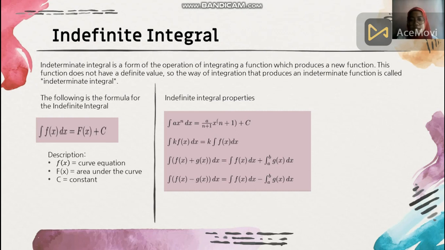The indefinite integral of k times f(x) is equal to k times the indefinite integral of f(x). The indefinite integral of (f(x) plus g(x)) is equal to the indefinite integral of f(x) plus the indefinite integral of g(x). The indefinite integral of (f(x) minus g(x)) is equal to the indefinite integral of f(x) minus the indefinite integral of g(x).